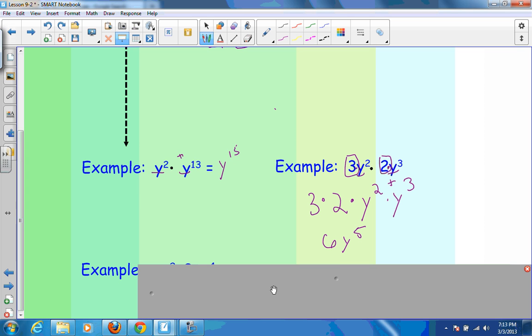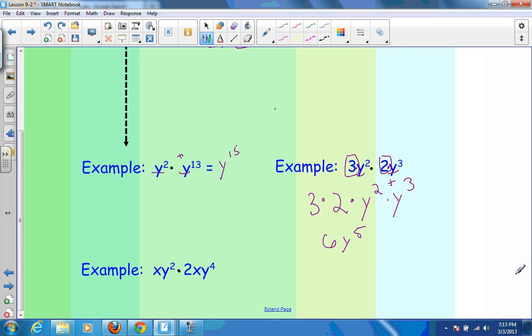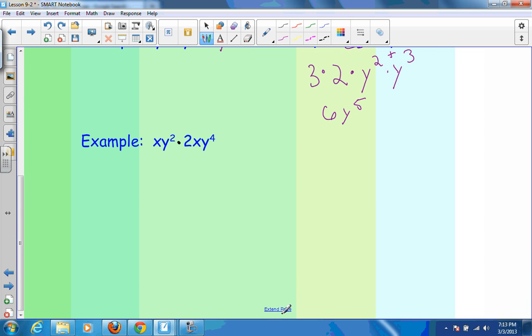All right, let's look at the last example here for this rule. And I'll give myself a little bit more space. Again, we have the same scenario where I could rewrite this problem any way that I want. So I'm going to write the 2 out front, 2 times x times y squared times y to the 4th. And again, this just allows me to see what I'm putting together. This is x here.